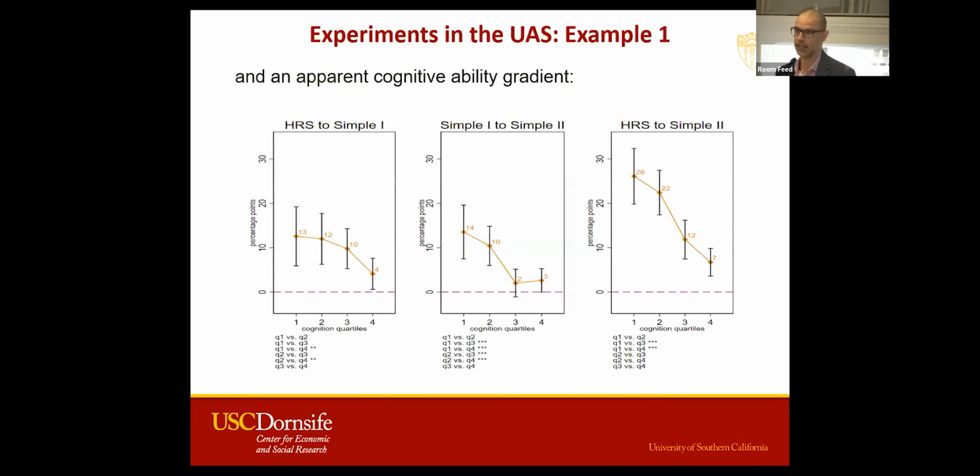And interestingly, when we run heterogeneity analysis by cognitive ability, as we see in this graph, you see on the x-axis the quartiles of the cognitive ability score, and these are the treatment effects. So the treatment effect is systematically higher among those with low cognitive ability, indicating that simplification helps different people in different ways, and especially those with poorer cognitive skills.